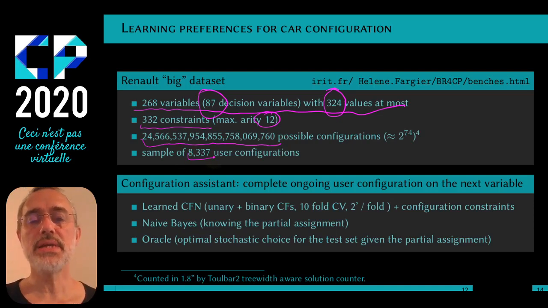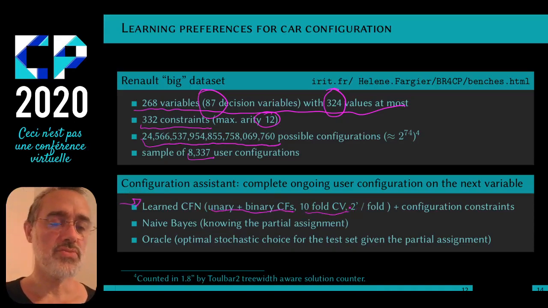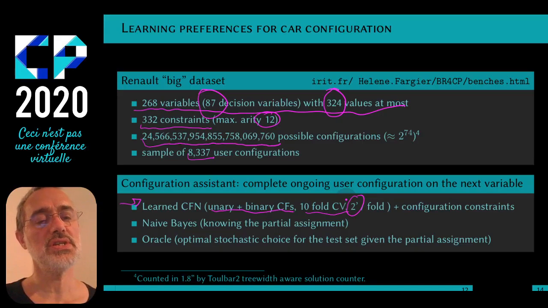So we tried three approaches on this problem. The first one uses PMRF and toulbar2. We learn a unary plus binary cost function. We use a tenfold cross-validation. And to give an idea of the CPU time, we spend 2 minutes per fold to process each fold. And the learned problem can be reinforced or not by configuration constraints, which are known, provided as input.